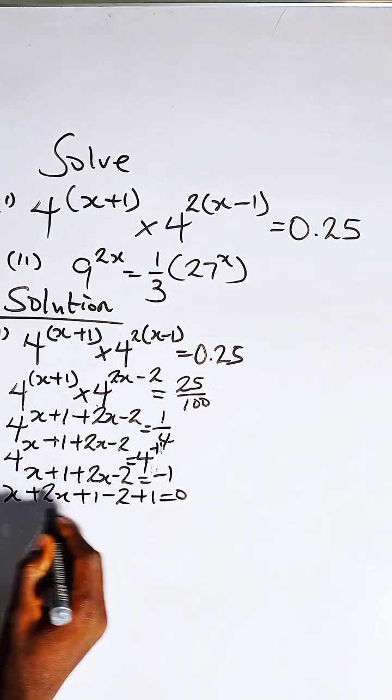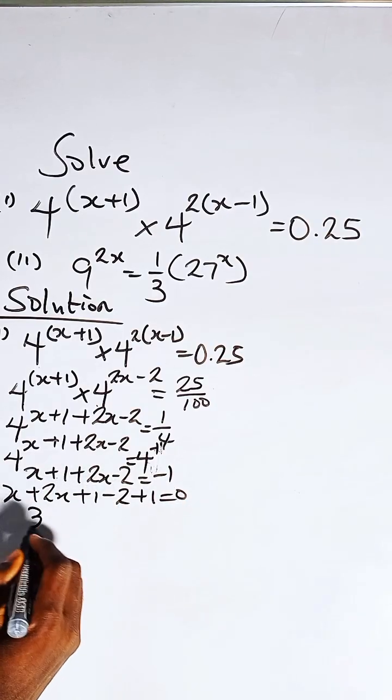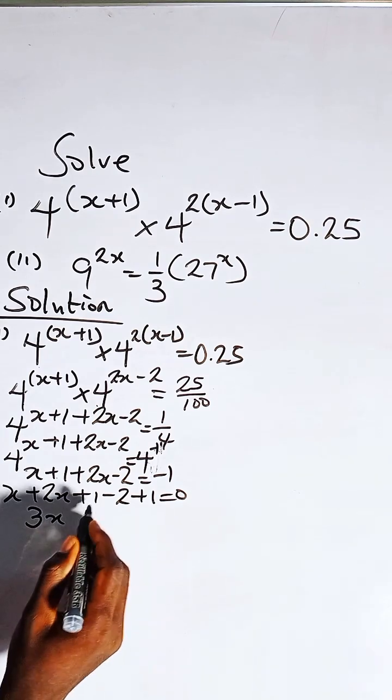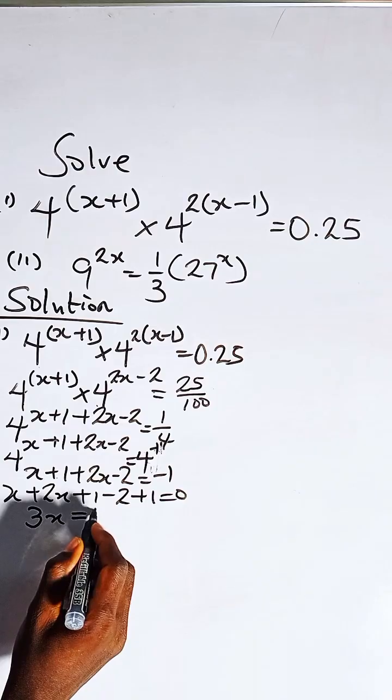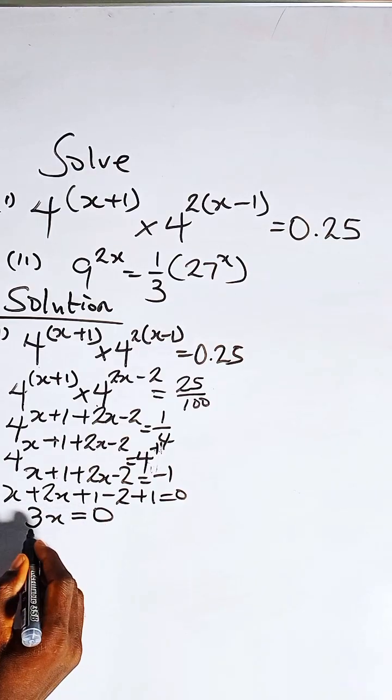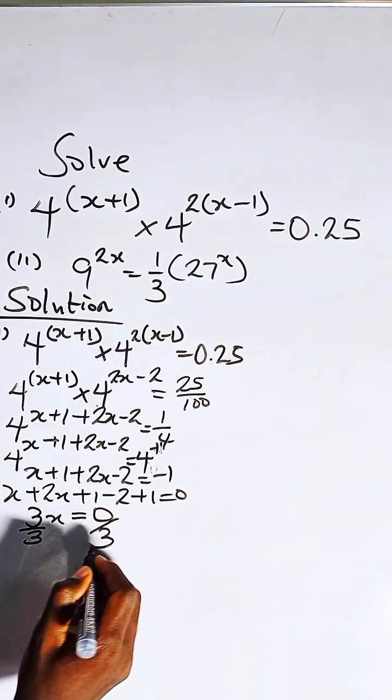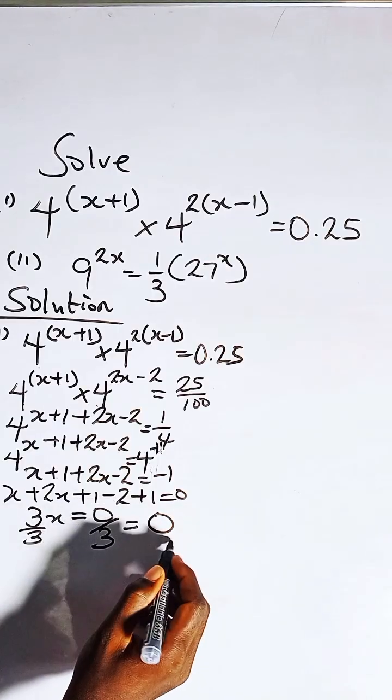Let's equate everything to 0. So we have this as 3x when we add it up. 2 minus 2 is 0, so we have this to be 0. We divide both sides by 3, so that means the value of x equals 0.